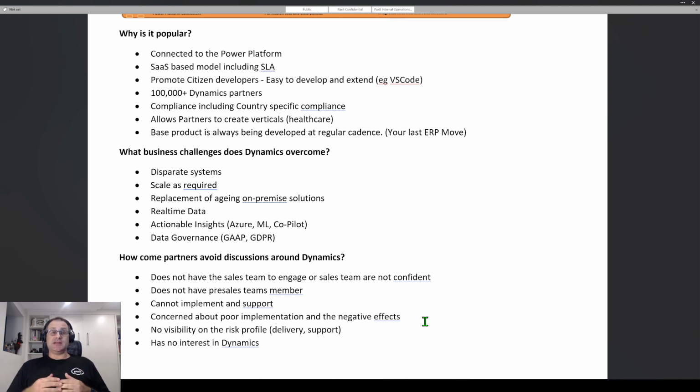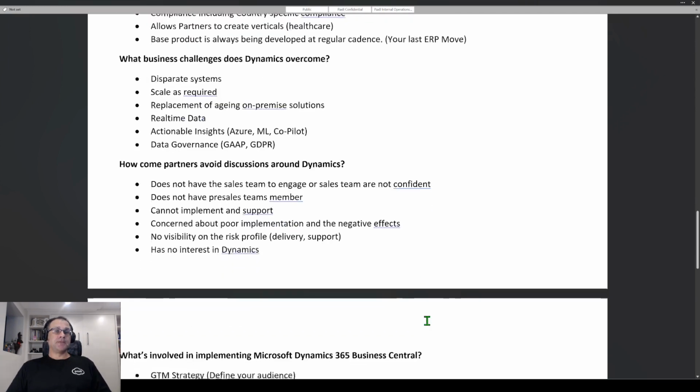So the other reason is that the management have no visibility of the risk profile associated with delivering or supporting. So another conversation that we can help you with is what pitfalls you should look out for when you're doing an implementation. So don't go down the rabbit hole that learning partners go down. Start small and grow from there. Then finally, obviously, some Microsoft partners have zero interest in Dynamics. That's fine. There are other partners that will, but here's your chance to have a look into it.